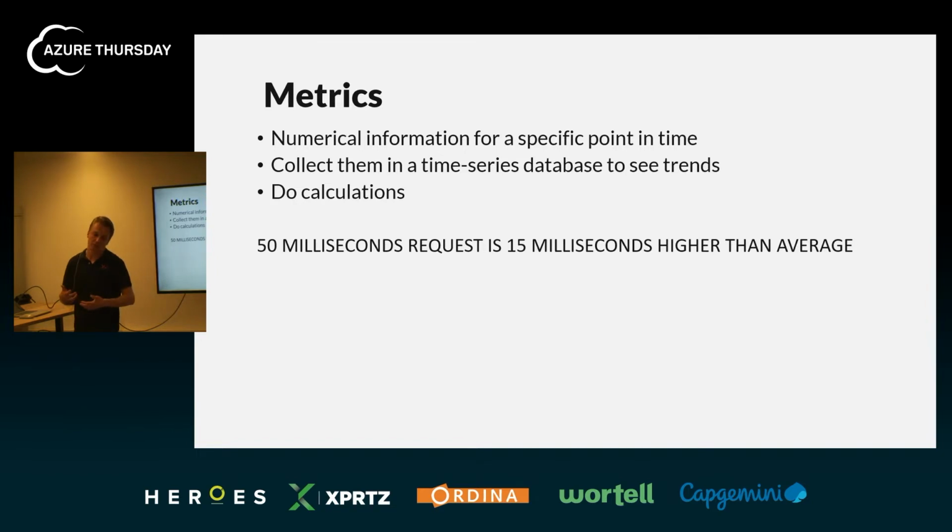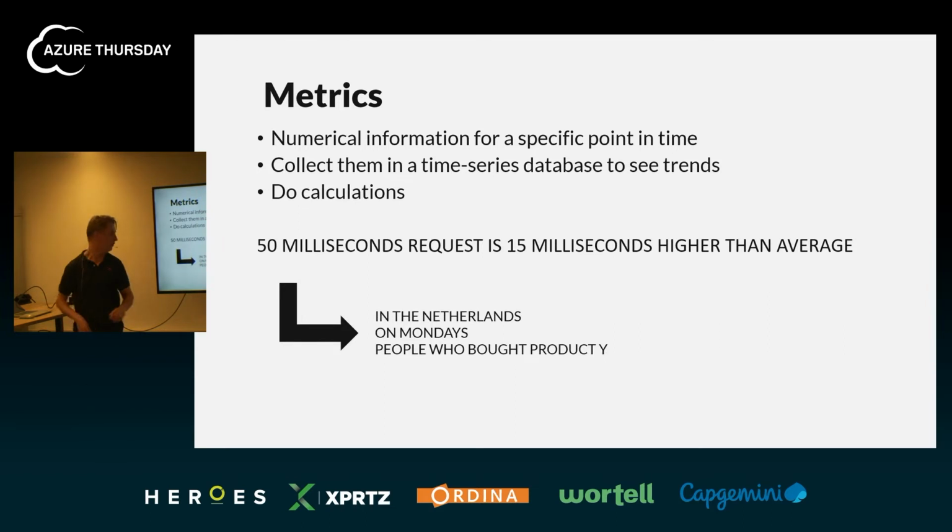Now, when we want to approach it in a more observable way, we want to add as much information to this kind of metric as possible. So, for example, we want to know which location? Is it on a specific day? Or is it only for people who bought a certain product in our web app, for example? So these are extra variables, extra information we can add to the standard metrics, so to say.